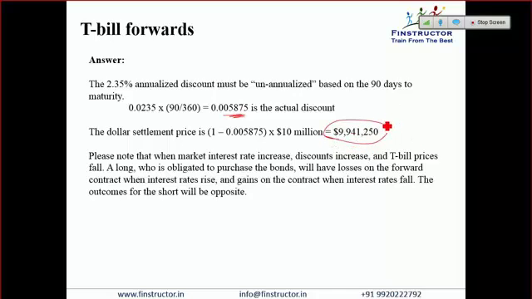If the actual price is greater than 9.9 million, the long gains. If it is less than 9.9, the short gains. It will be greater if interest rates have gone down. The price will be lesser than 9.9 if interest rates have gone up. Interest rates going up causes bond prices to decline.